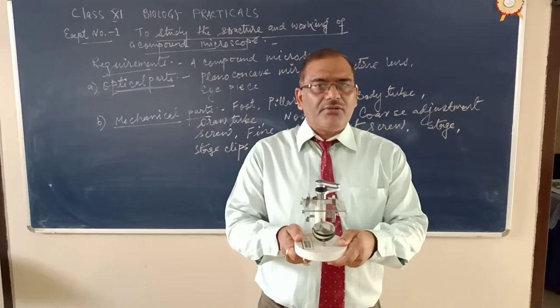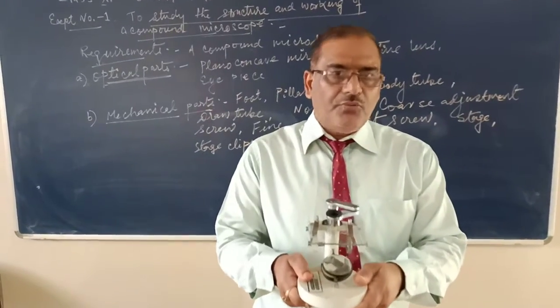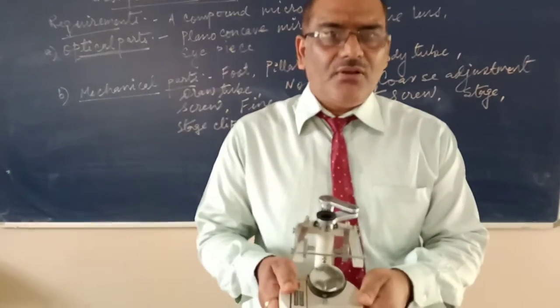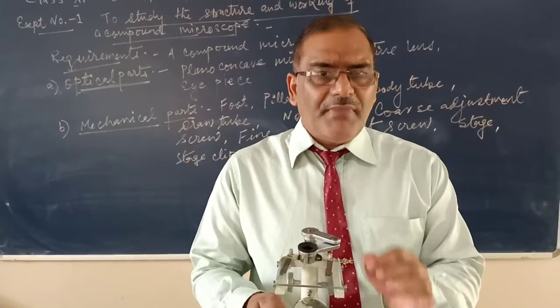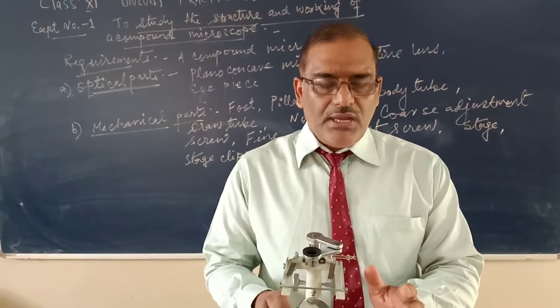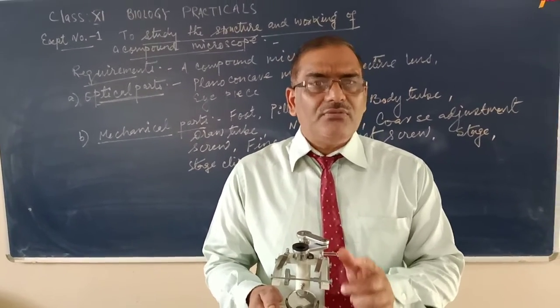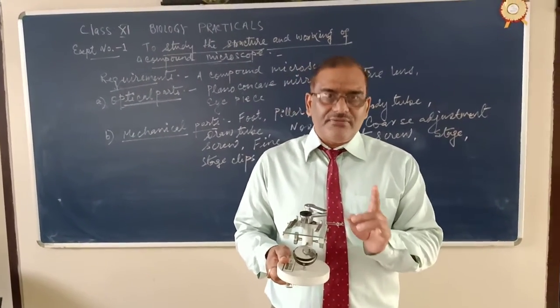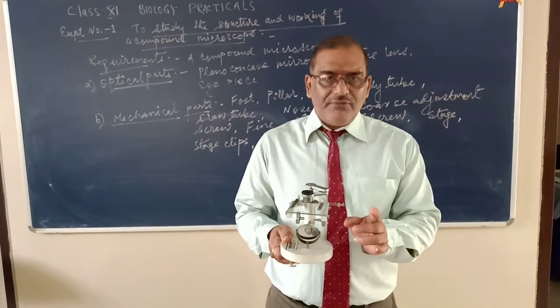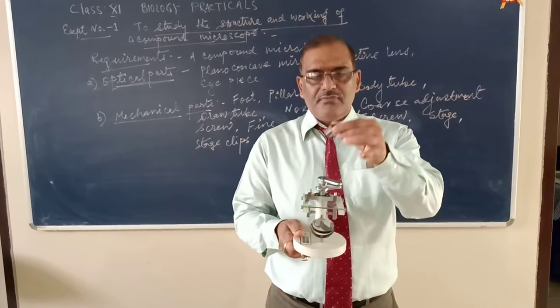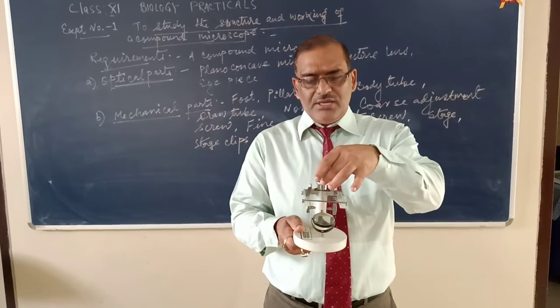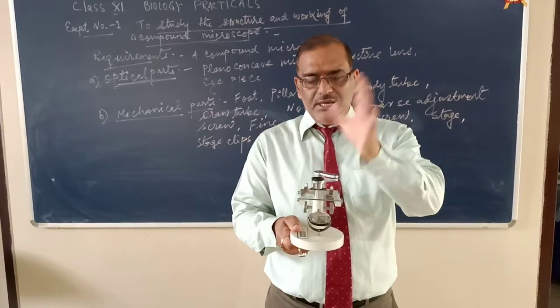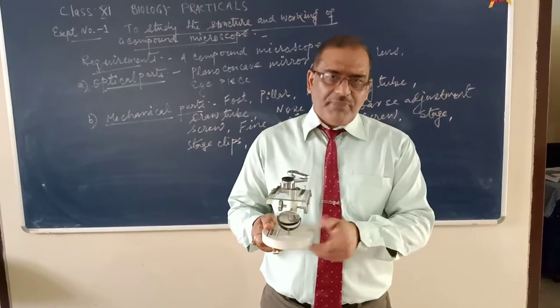Why is this called a simple microscope? Because in this microscope multiple lenses are not used. Its magnifying power is low and it does not use multiple lenses. Only one lens we have used, this one, at the top. Okay. Now let me discuss the parts.